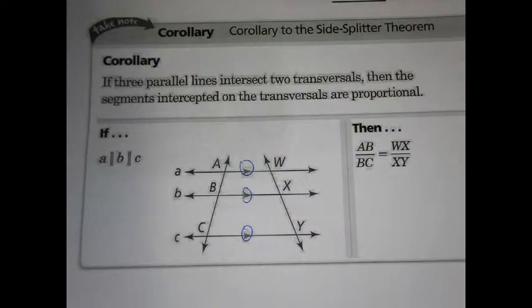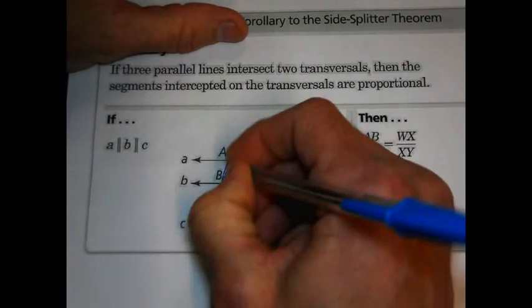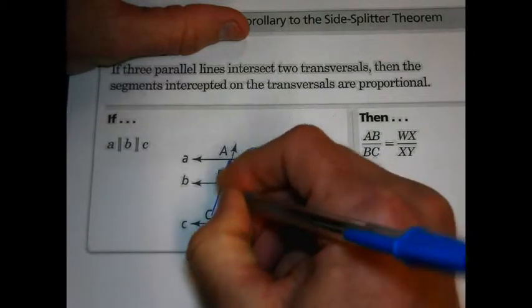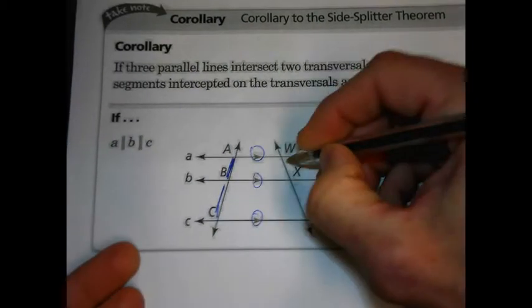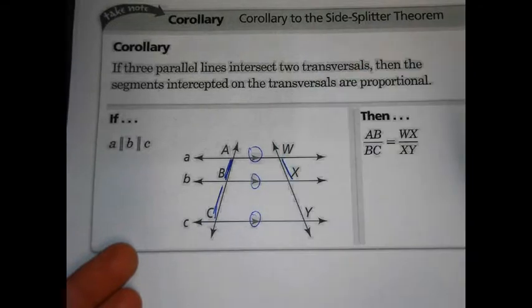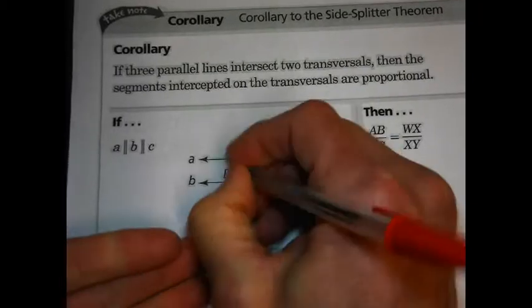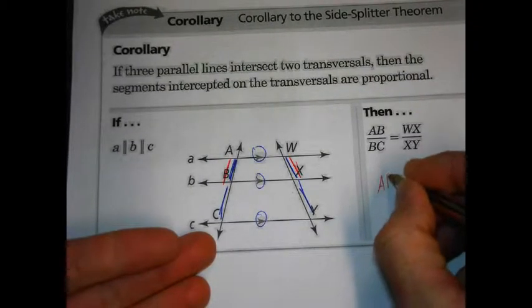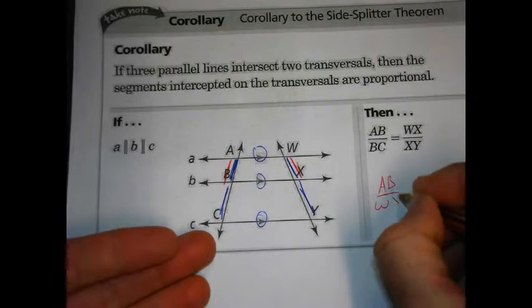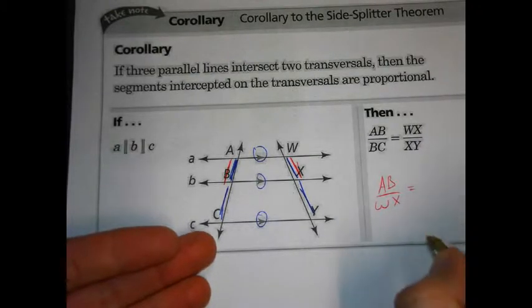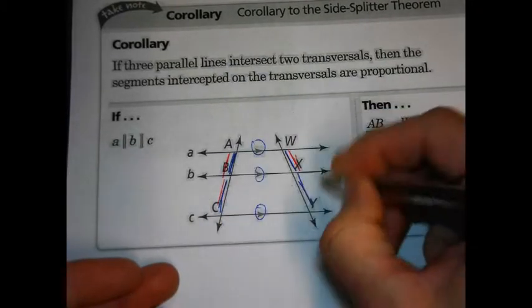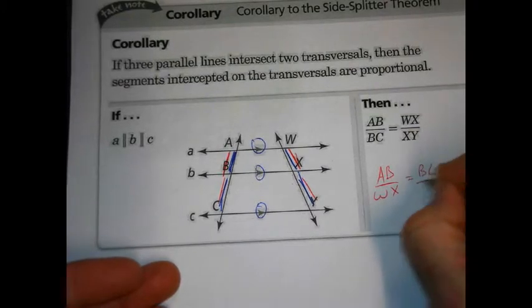Very similar to the previous lesson, proportionality can be viewed in multiple ways. The proportion this is saying is, if AB to BC, then WX to XY. But there are other ways to look at it. All of the equivalent proportions hold. If AB to WX, then BC to XY.